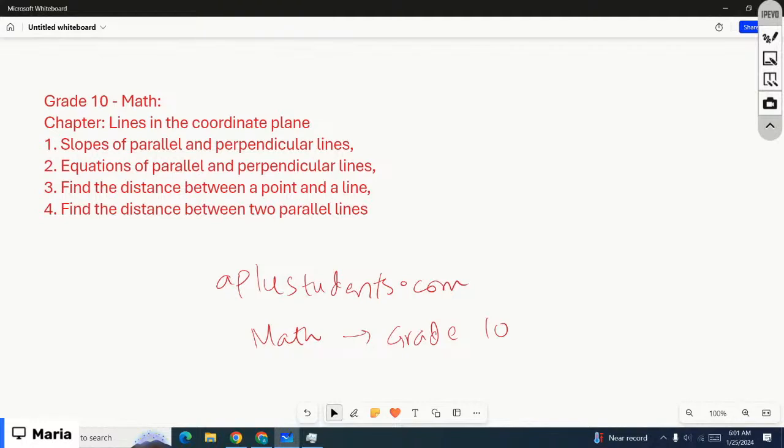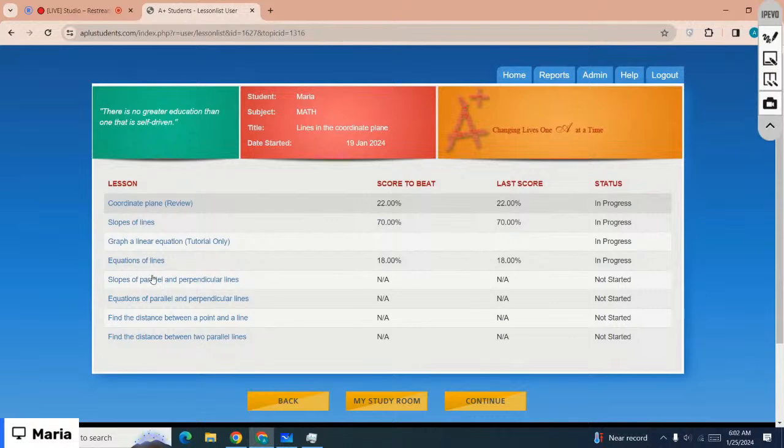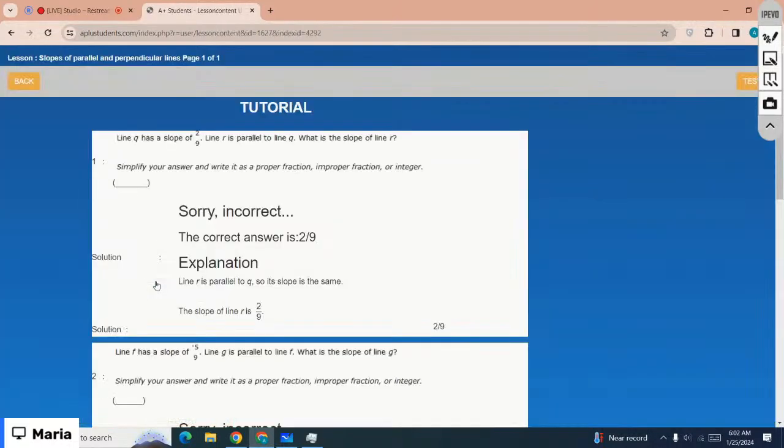We're going to start with the chapter lines in the coordinate plane, and the lessons we're going to cover are slope of parallel and perpendicular lines, equations of parallel and perpendicular lines, find the distance between a point and a line, find the distance between two parallel lines. So let's just start with the first lesson, that is slopes of parallel and perpendicular lines. Please make sure you have your notebook and pencil so that you can note down the important examples and definitions as well, right?